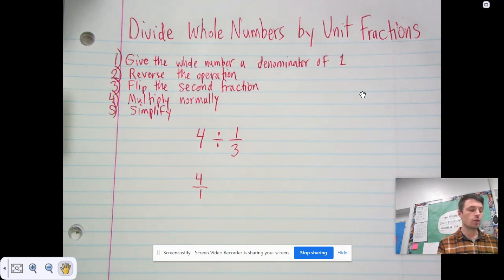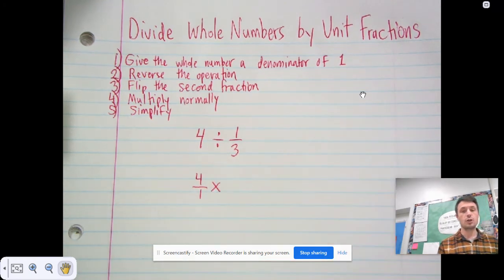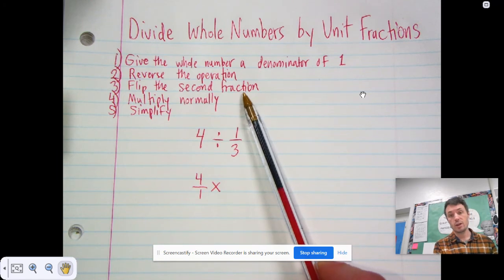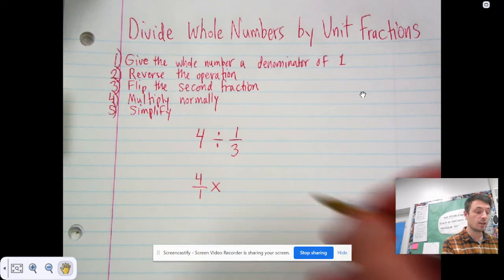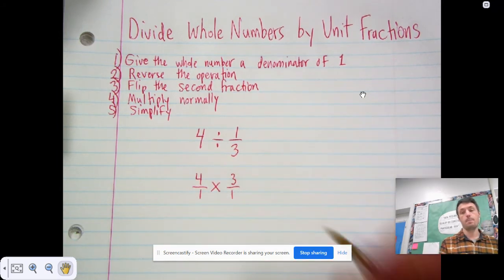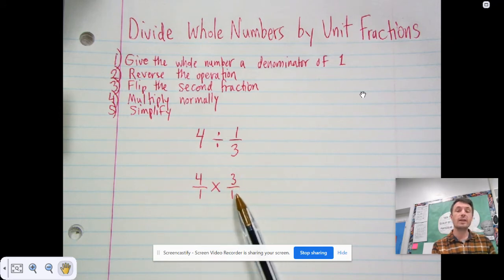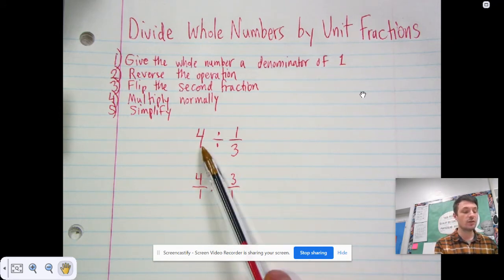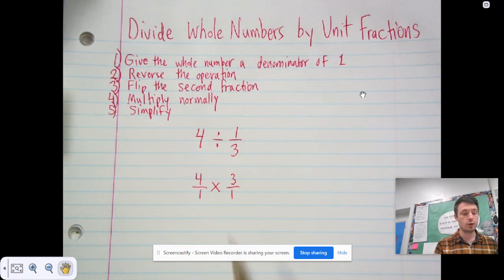Okay, step 2 is reverse the operation. So this says division. We change it to multiplication. Okay, wait, but won't that change the answer? It would if we didn't also do step 3, which is flip the second fraction. So we change 1/3, we flip it, so now it's 3/1. Since we're multiplying 4 by 3/1, it'll equal the same thing as if we divided 4 by 1/3. Since you flipped the second fraction, it makes up for the fact that you flipped the operation.